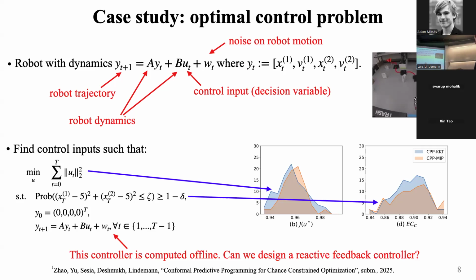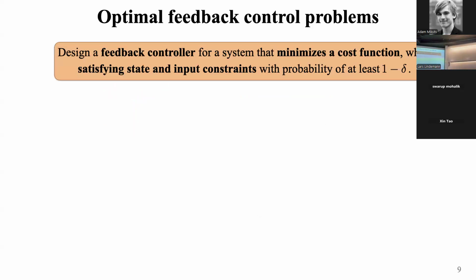So I don't want to talk about this in detail. The important part here, because that's a bridge to the next topic I want to talk about, is that this controller is computed offline. It's an open loop sequence, right? And together with Lefteris, we started looking into whether we can design reactive feedback controllers. So here, our goal was to design a feedback controller to minimize a cost function while satisfying state and input constraints with a probability no less than 1 minus delta. And importantly, we want a feedback controller, not an open loop sequence as we would obtain by just applying CPP. We want to design a feedback controller pi of x of t in this case.